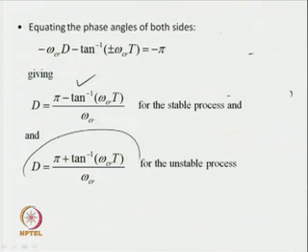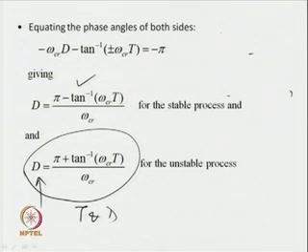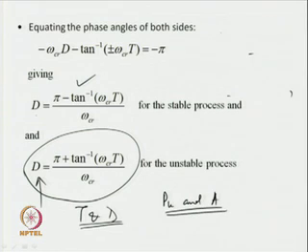D is equal to pi plus tan inverse omega CR T upon omega CR. So, this is the way we can estimate the unknown model parameters T and D of the first order plus dead time transfer function model using the measurements of Pu and a. Please keep in mind D and T.